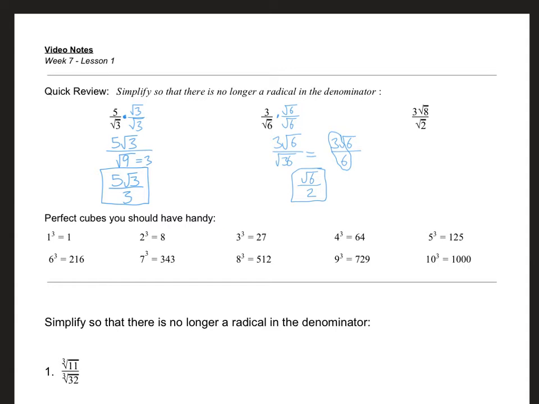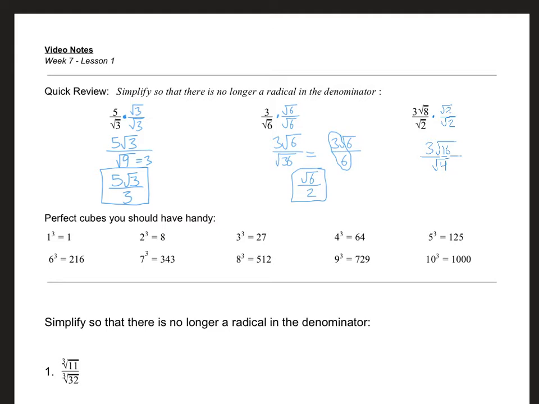Okay, and then finally we have this over here, 3 square root of 8 over square root of 2. And again, it's going to be the same stuff here. We got to get rid of that denominator, so I'm going to multiply it over here, square root of 2 over square root of 2. I'm going to multiply across. This time I have a radical in the numerator as well, so I've got to simplify that as much as possible. So I multiply across, the 3 stays, and then the square root of 8 times the square root of 2 is going to be the square root of 16. And the denominator, square root of 2 times square root of 2 is square root of 4.